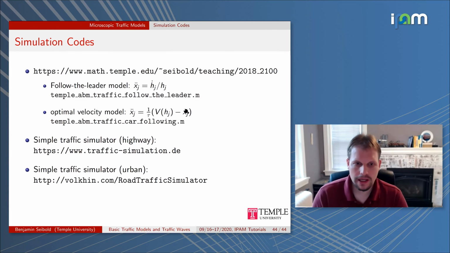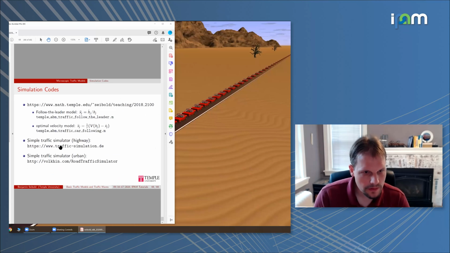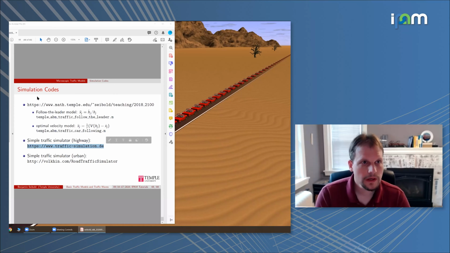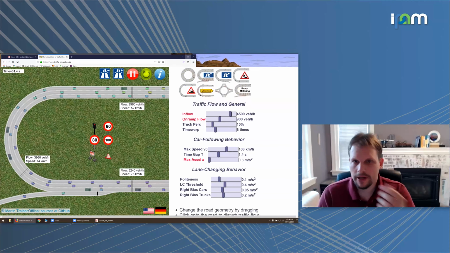I also want to hint, of course, there's a lot of cool stuff that's browser-based that one can use. For example, this one here, Traffic Simulation DE. Let me just see if I can actually copy right now. How do I copy here? So if I just pull up a browser here, can you see my browser? Okay, yeah. So this is just by Martin Treiber in Germany, right?